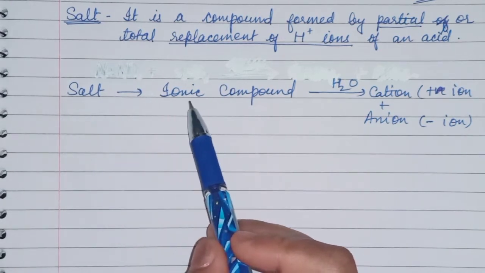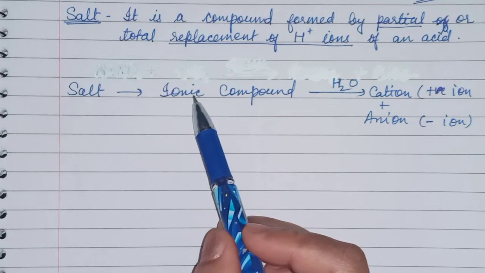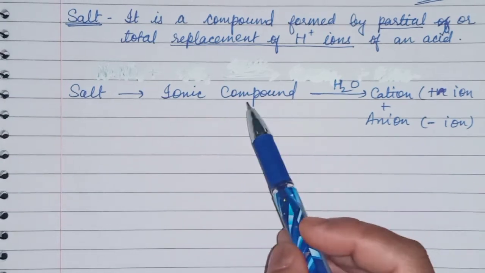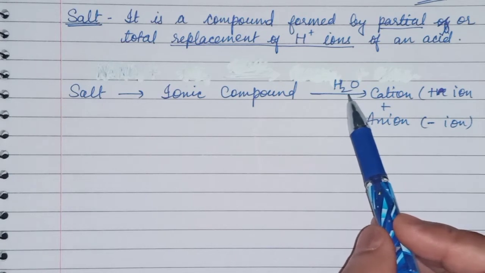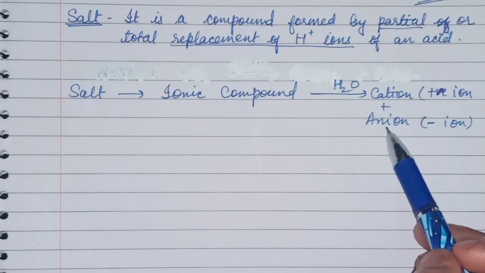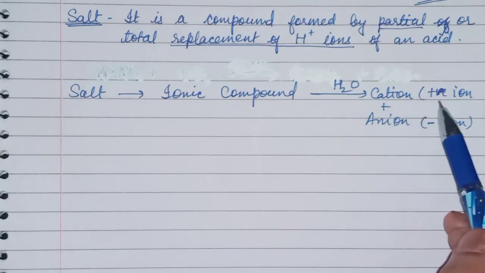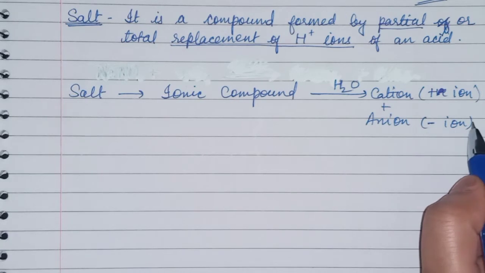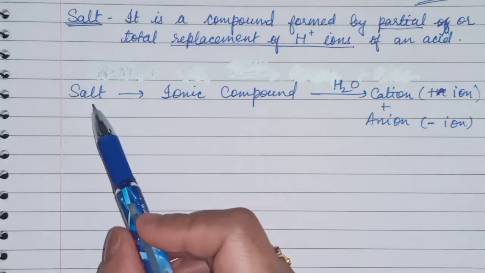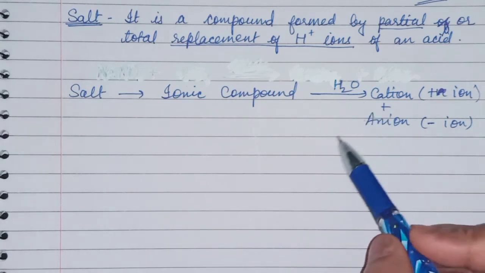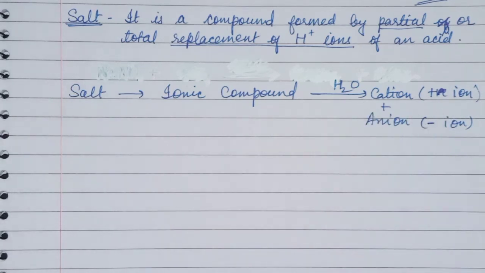Salt is an ionic compound. You all know what ionic and covalent compounds are, you have learned before. When an ionic compound is dissolved in water, it decomposes into cation and anion. Cation is a positively charged ion and anion is a negatively charged ion. So when salt, which is an ionic compound, is dissolved in water, it splits up into positive and negative ions.